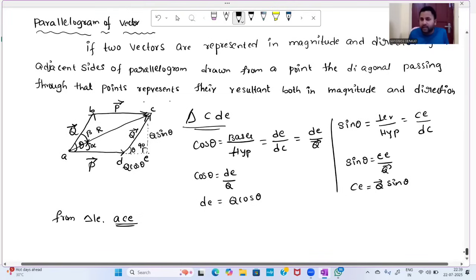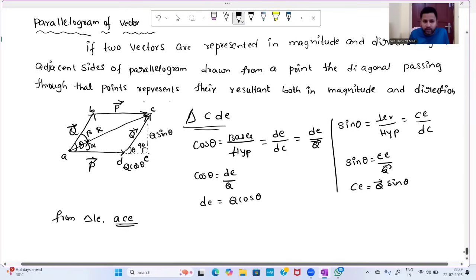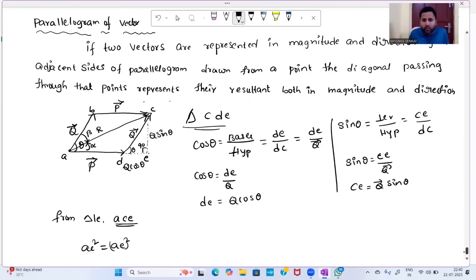Okay. From triangle ACE, we can write it. By using the Pythagoras theorem or triangle law, we can find the resultant magnitude of the vector. Then we can write AC square equal to AE square plus, the perpendicular, CE square.